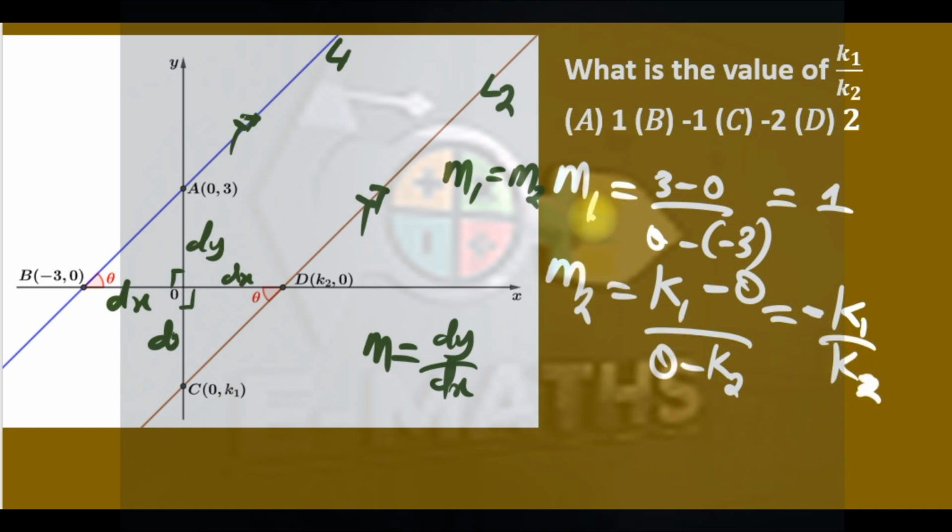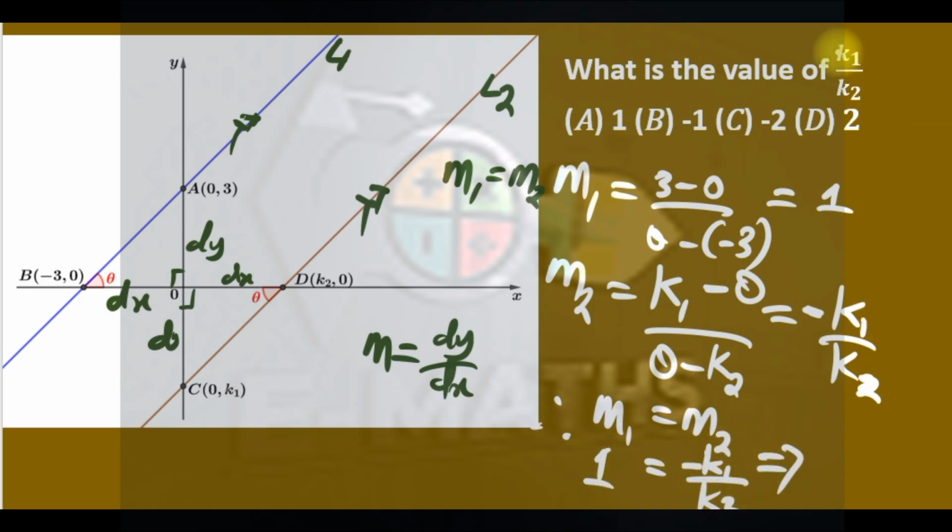And remember from what I said, for two parallel lines, M1 equals M2. So therefore M1 equals M2. And what is M1? 1. What is M2? Minus K1 over K2. Which implies that, because we're asked to find K1 over K2, K1 over K2 is now minus 1.